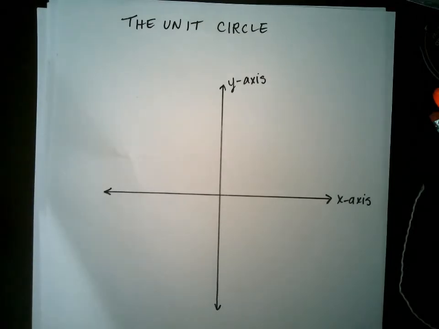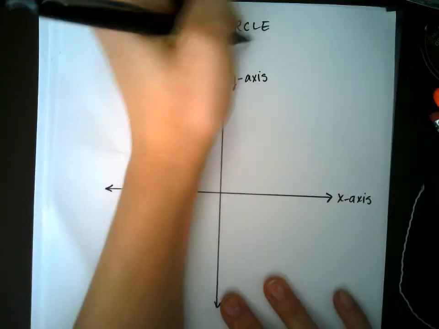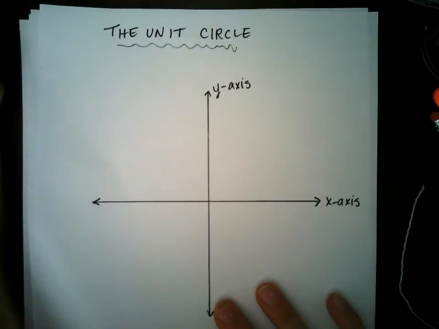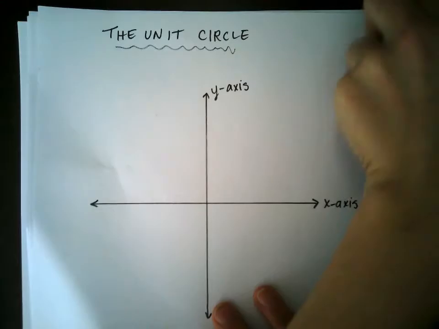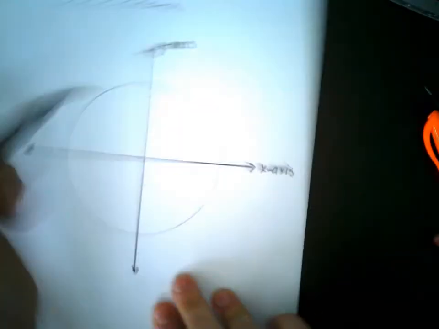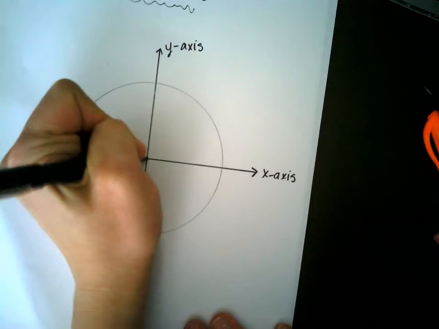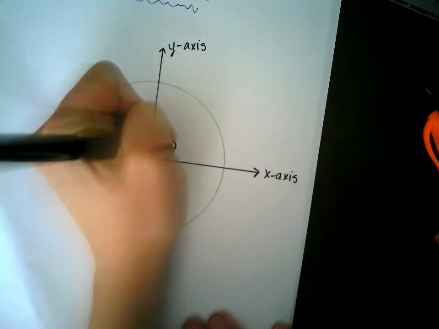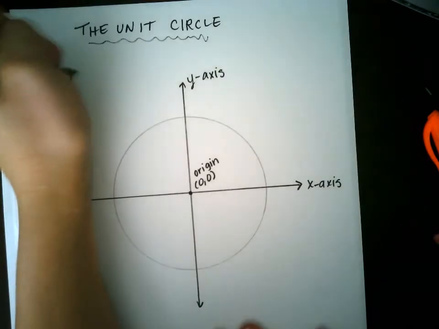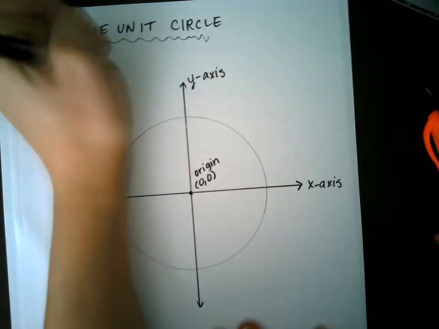Okay, we are going to talk about the unit circle today. The first thing you need to know is probably why it's called the unit circle. It is called the unit circle because it is centered at the center of the graph, so the origin of the graph, and has a radius of exactly 1 unit.